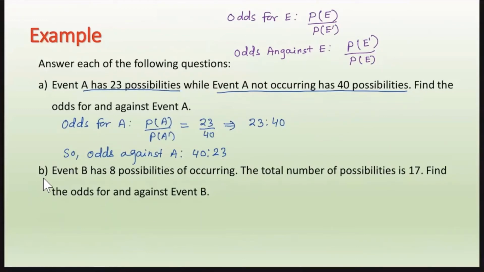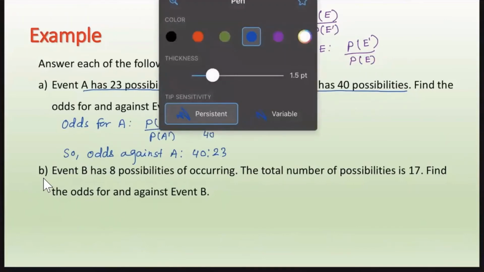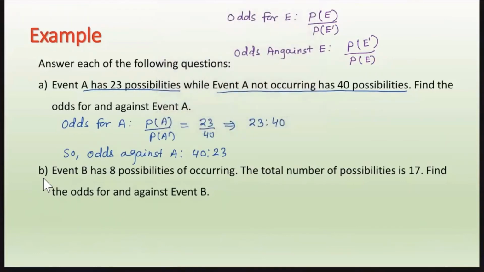Then let's look at B. Let's find out what is asked in B. In B, event B has 8 possibilities of occurring. So event B will occur 8 times, and the total possibility is given as 17. So what is the probability that B will not occur? B will occur 8 times, total times are 17, so B will not occur for 17 minus 8 times.